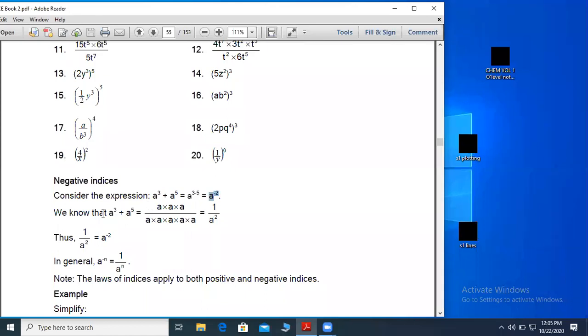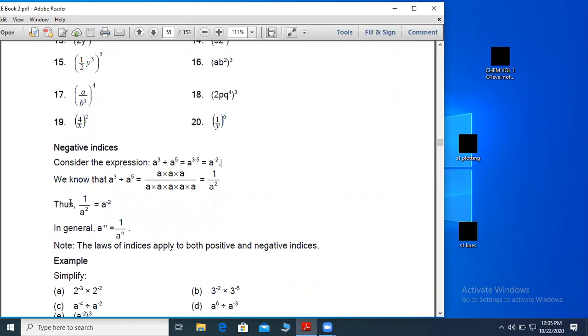What does that mean? Since this one is the same as this, it means the answers we got here are the same. So from today and onwards, a power negative 2 is the same as 1 out of a squared. This is very, very important. a power negative 2 is the same as 1 out of a squared. Thus, 1 out of a squared is the same as a power negative 2.